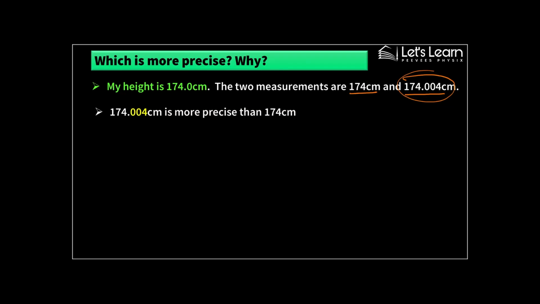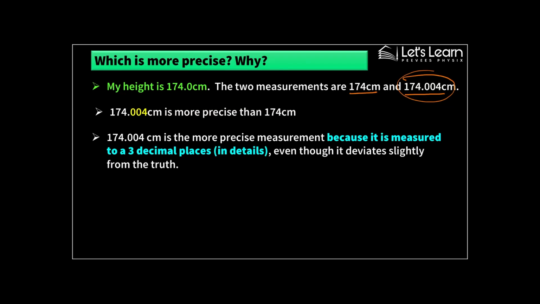Why? That is 3 decimal points. 3 decimal points means that gives you the measurements more in detail. You can see here only 174, but this gives you more in detail. So this is more precise than the other one, but sure, this is not accurate. Why? This is close to the true value. This is nowhere close to the true value.